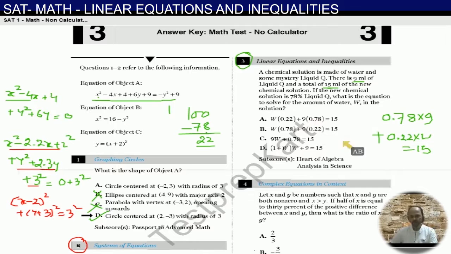You can see that C and D cannot be the option, because the problem is that it's 1 plus W times W. So it doesn't make sense. And in option C, 9 times W, but 9 is the volume for liquid Q and W is for water. So C is discarded quite easily. Now the question is 78% for liquid Q, so it cannot be multiplied with W. So A would be your answer.